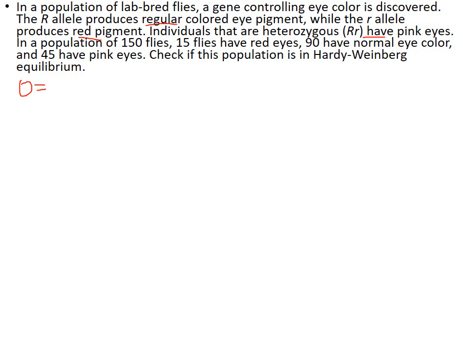So how many have regular color, normal eye color? 90 have normal eye color, so 90 would be our homozygous dominant based on the question. So that's why it's important to really understand the genetics component that we did earlier. The pink eyes would be 45 have pink eyes, so 45 are heterozygous. We have a case of perhaps incomplete dominance here. And then 15 flies have red eyes, which is our little r, little r. And we want to check if the population is in Hardy-Weinberg equilibrium. In the previous questions, we knew they were in Hardy-Weinberg equilibrium, but in these questions, we don't know if they are, so we have to see if our observed match our expected.